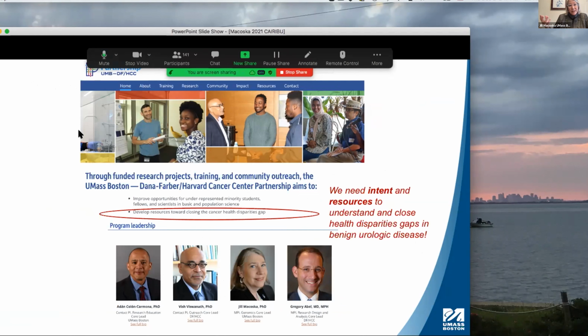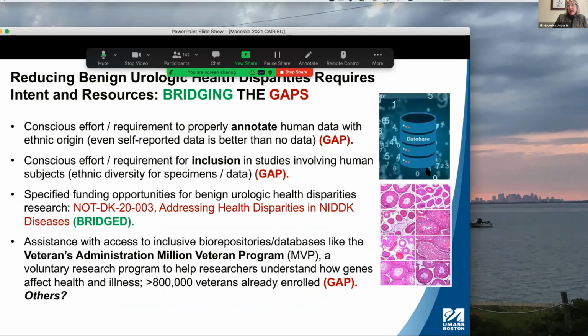So why am I talking to you about this of all people? It's because I'm actually part of an effort, another U54, but funded through NCI, that's focused on cancer health disparities. And that's in conjunction with colleagues from the Dana-Farber Harvard Cancer Institute. And we have actually determined that we have to develop resources towards closing the cancer health disparities gap. And so we are simply lacking some information and some tools that we really need to look at health disparities. In the benign urology world, I think we need the intent, so we have to want to do this. And we need resources to understand and close these health disparities gaps in benign urologic disease.